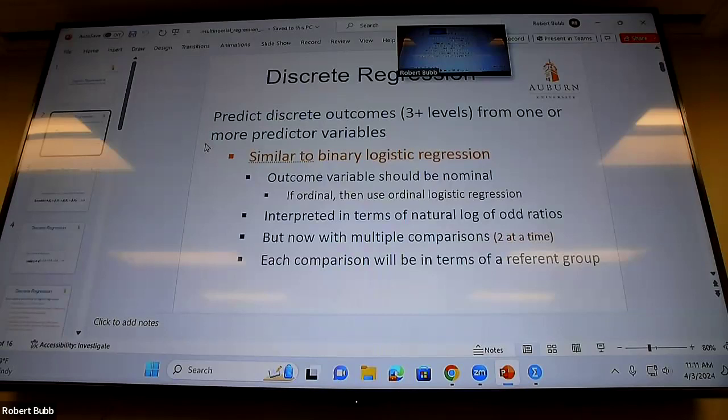Each comparison would be in terms of some reference group. So you get to decide which group will be the group that you'll compare all the other groups to. We call that the reference group. And whether you're doing ordinal or multinomial, you get to decide what that reference group is. It's actually pretty easy to change that reference group in the analysis itself. Okay, so with binary logistic regression, there's always only one comparison because you only had 2 groups, right? So now you're going to have multiple comparisons.